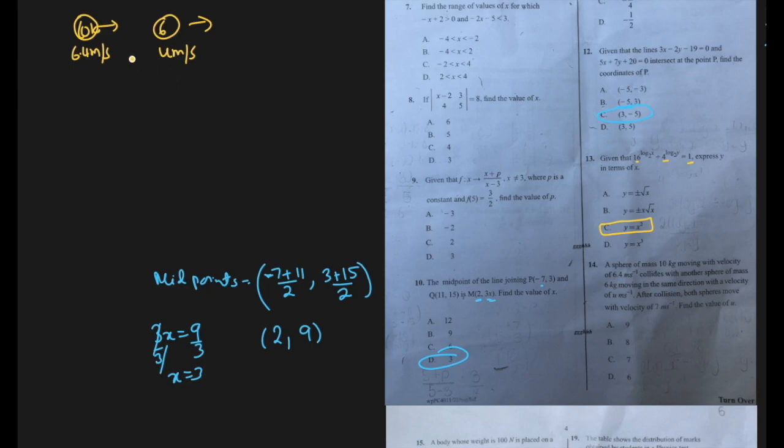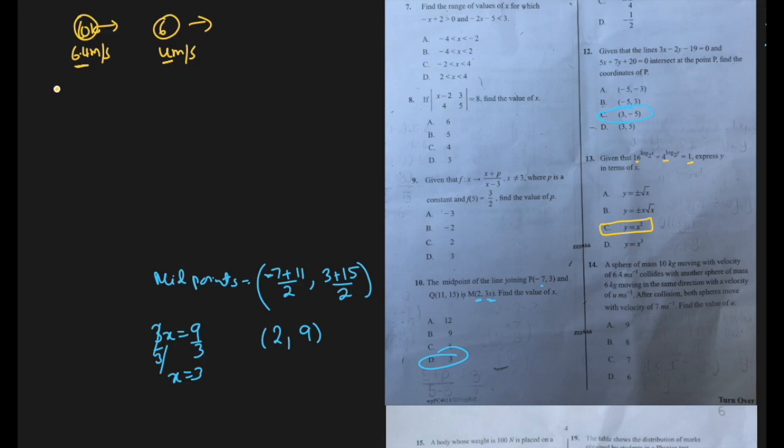After the collision, this collides. That means definitely the speed of this sphere is less than 6.4. Then only it can catch up and collide. So we should keep that in mind. If our answer is more than 6.4, that will not be a right answer. After the collision, both spheres move with velocity 7 meters per second. That means they join and become one body and move at 7 meters per second. Find u.